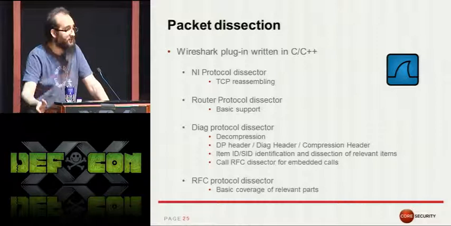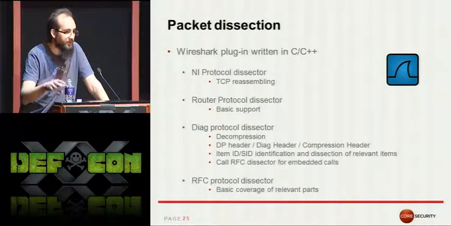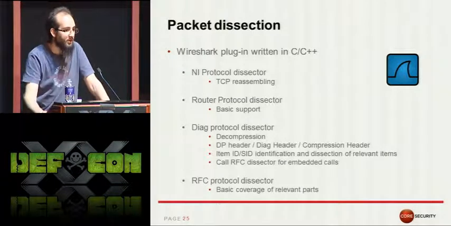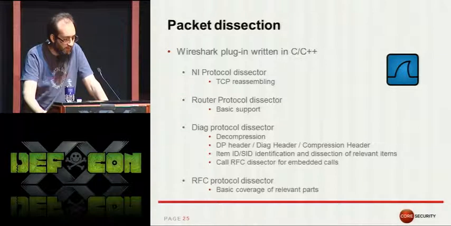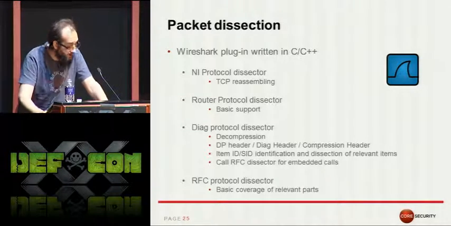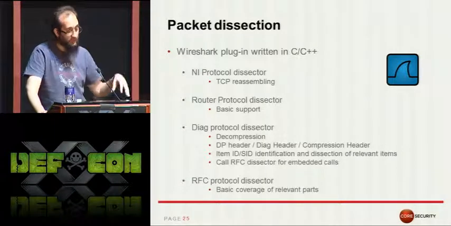It also identifies the different items, and some of the most relevant are also dissected. The values of those items are also dissected. And this dissector also calls the RFC dissector when it finds an embedded call.